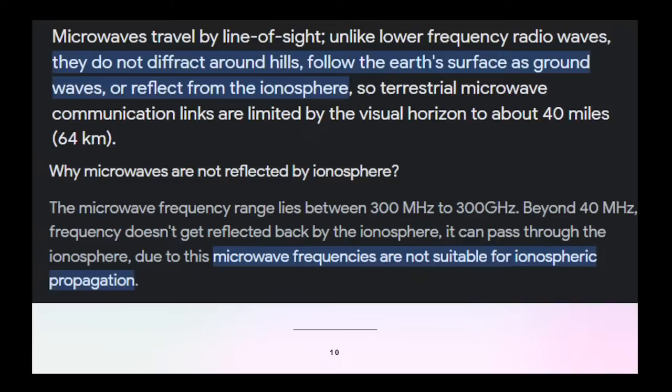Microwaves travel by line of sight. That's, of course, you look out, you see something, you shoot straight at it. Unlike other lower frequency radio waves, they do not diffract around hills. Now, you don't actually have to see for line of sight. You just assume horizontal, extend it out. Unlike lower frequency radio waves, they do not diffract around hills, right?